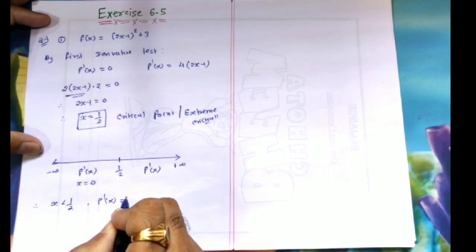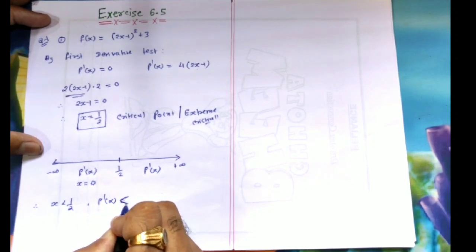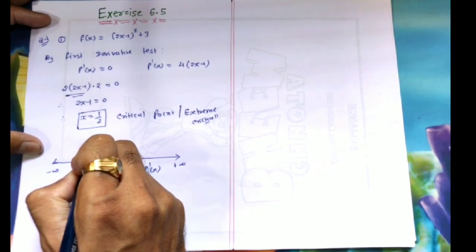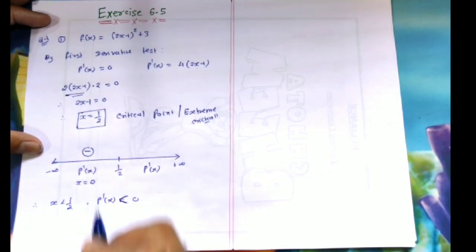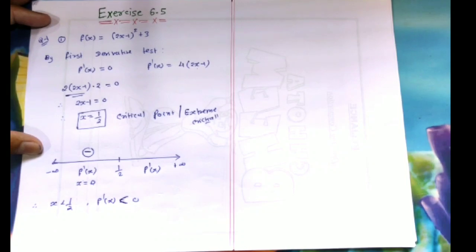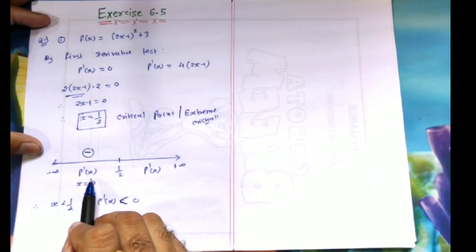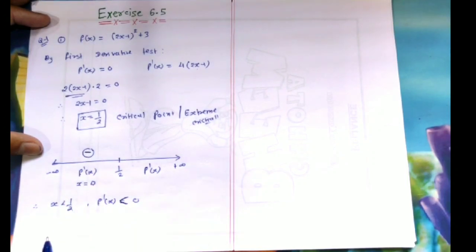Or f dash x is less than 0. Less than 0 means our f dash x is negative. Here our f dash x is negative on the left hand side of this 1 by 2. Clear? We have to check the sign of this f dash x on both sides of this point. On the left hand side, our f dash x is negative when x equal to 0.